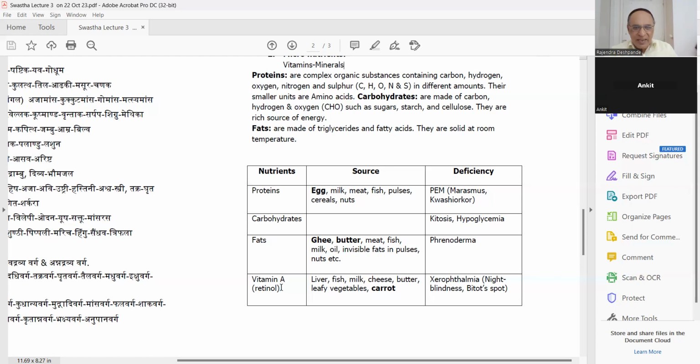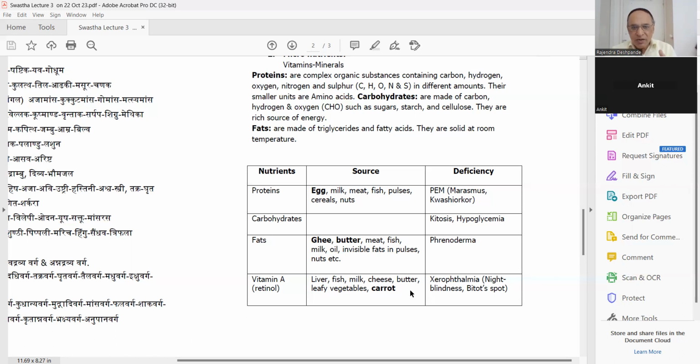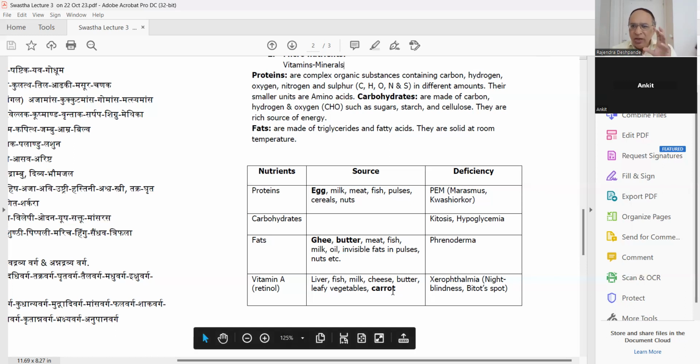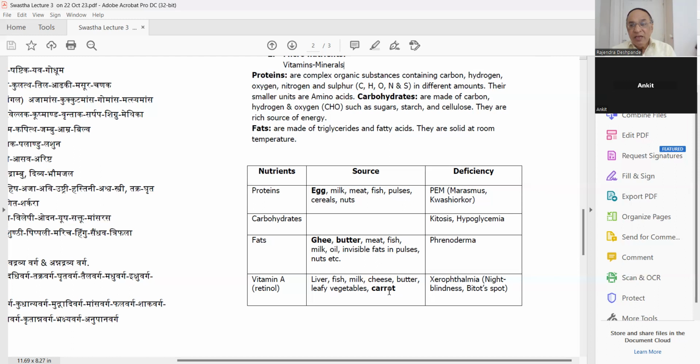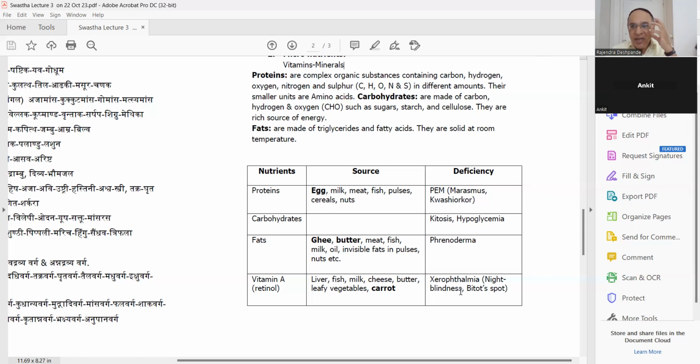Okay. Now, vitamin A. It is also called retinol. It is present in the animal liver, fish, milk, cheese, butter, leafy vegetables, and carrots. All the colored substances are rich in vitamin A. And if you have the deficiency of vitamin A, you suffer from eye problems. Can you see? Xerophthalmia. Ophthalmia is regarding the eye problem, like night blindness. You cannot see in the night. Bitot spots, typical spots will be there. Bitot spots on the conjunctiva of the eye.